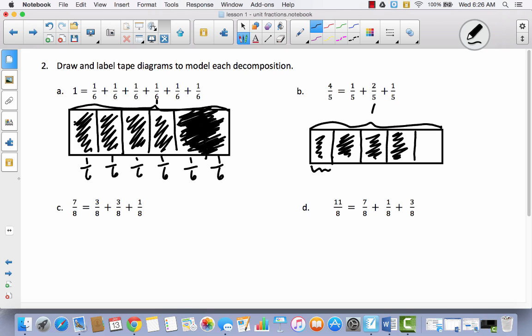Now I'm going to look at how they decomposed it. They have 1/5, so this time I am going to use little brackets. Last time I didn't because they were all the same. And then they did 2/5, so we're going to go ahead and do 2/5. If you can't make this little fancy mark, you can always just do like this.